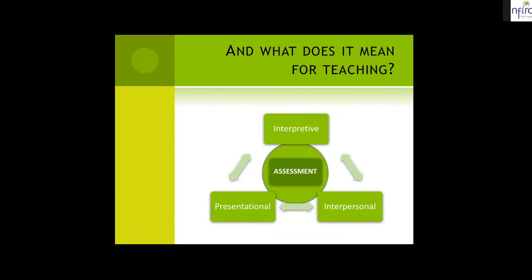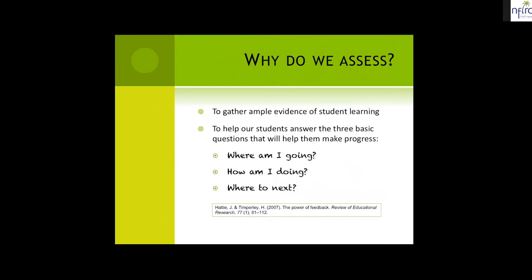We assess to find out where students are and what they need, and to give them what they need, right? So to answer that question again, we assess because we need to gather enough evidence of student learning. And we assess in a way to give students the ability to answer these three basic questions that come from a seminal article that Hattie and Timperley published about a decade ago. The idea is that the evidence that we get from assessing should provide us with information that students can use to respond to these three questions.